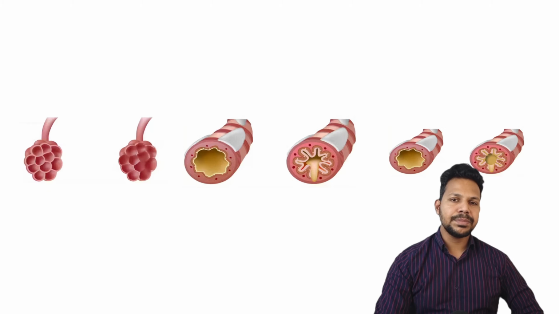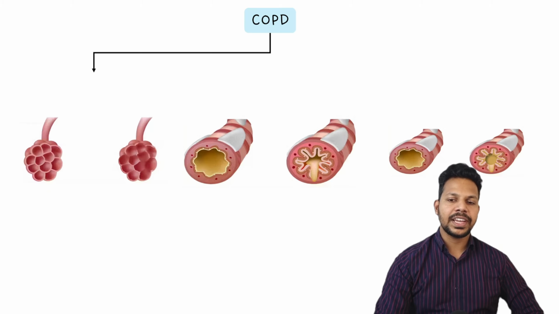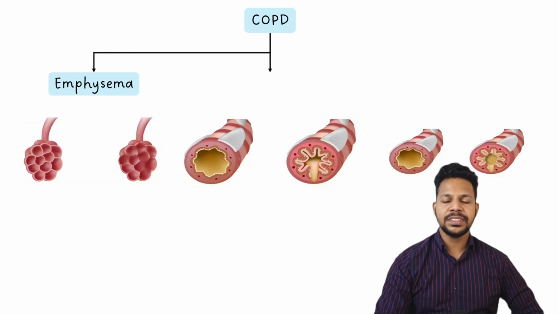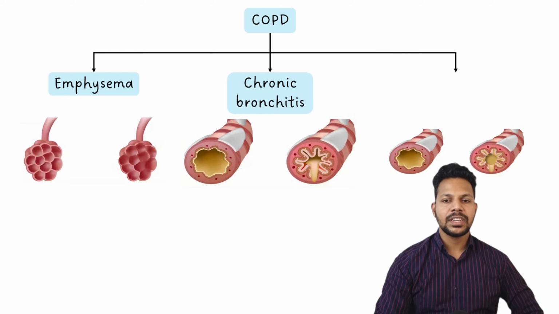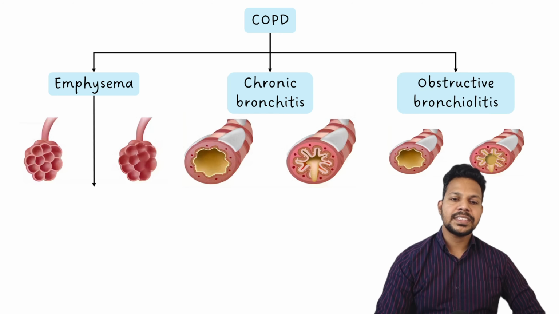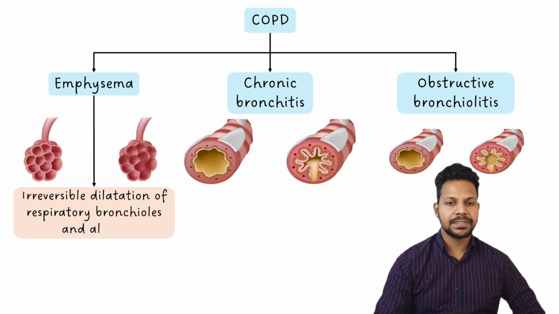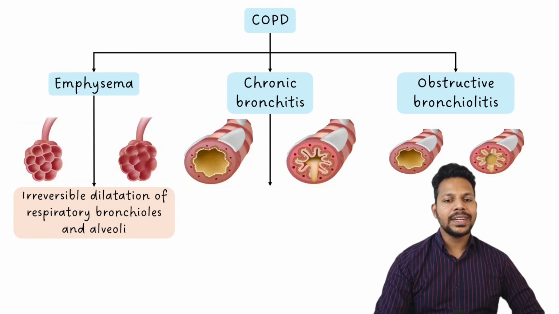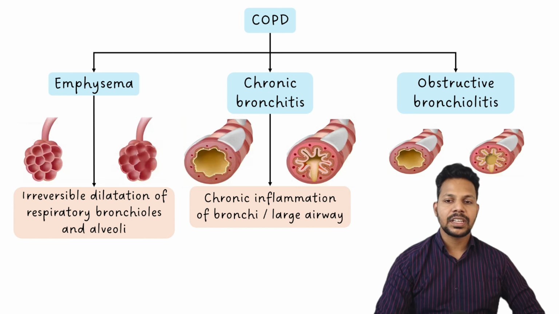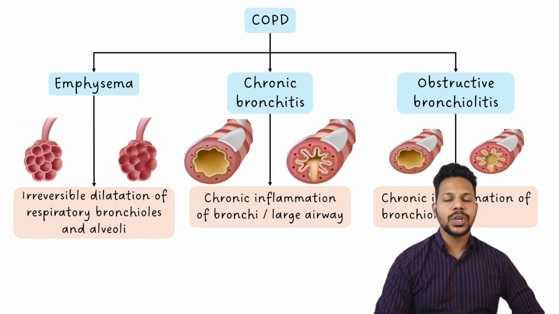COPD has three main components: a disease of alveoli, which is emphysema, a disease of large airways, which is chronic bronchitis, and a disease of small airways, obstructive bronchiolitis. Emphysema is nothing but an irreversible dilatation of respiratory bronchioles and alveoli. Chronic bronchitis is chronic inflammation of bronchi and large airways. Obstructive bronchiolitis is chronic inflammation of bronchioles or small airways.